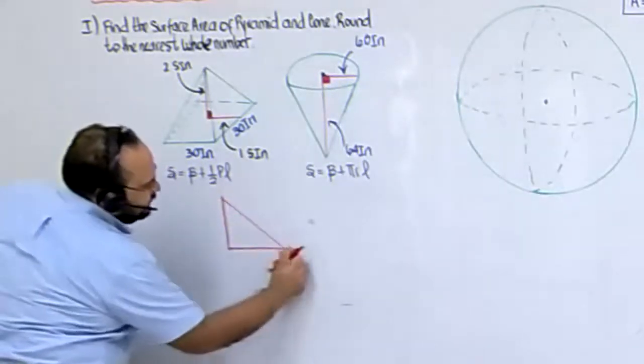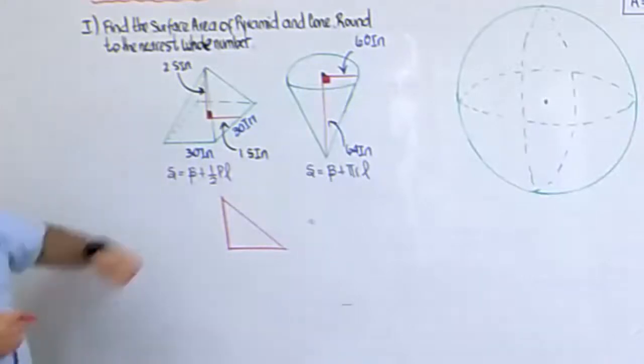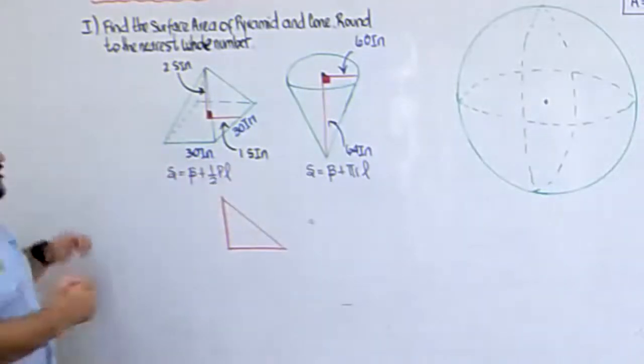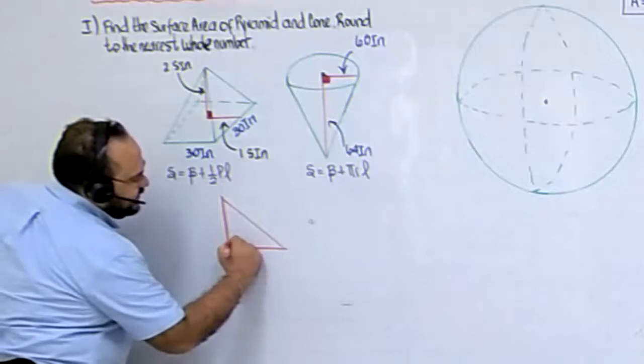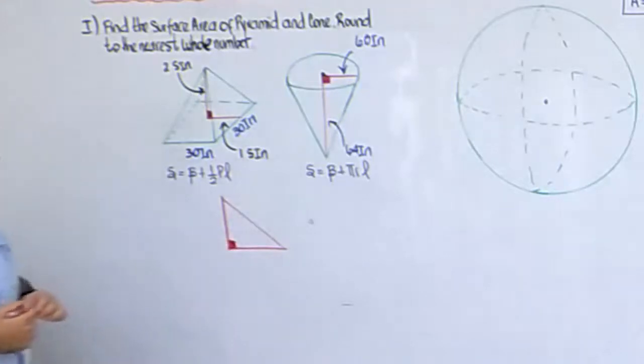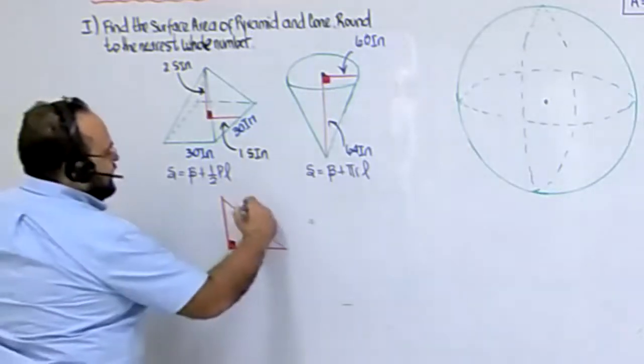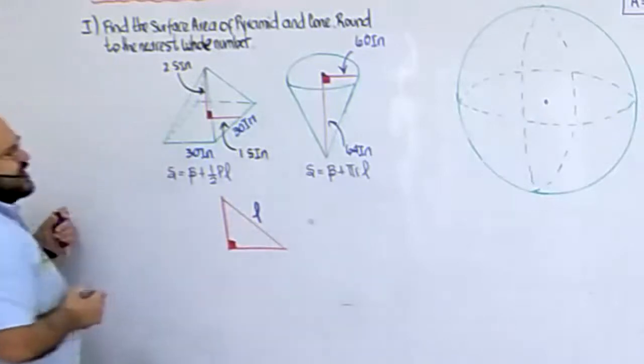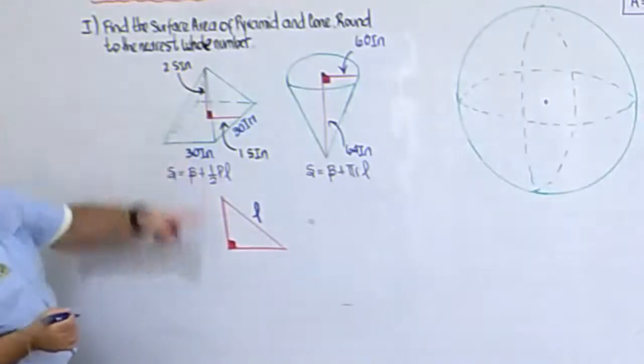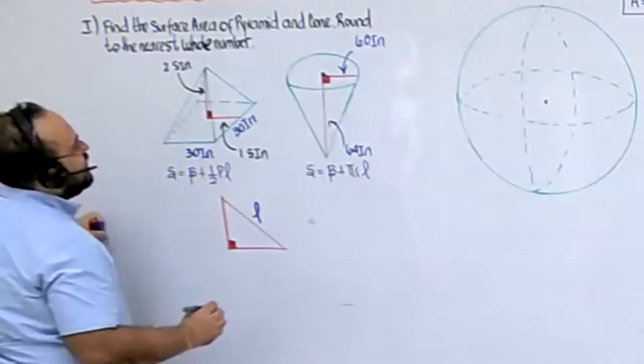A right triangle. Why? Because the moment we connect this hypotenuse, the hypotenuse will be the value of the slant height. That's why it's so important to identify what the measures will be. This is going to be the slant height. What will be the height of this triangle?